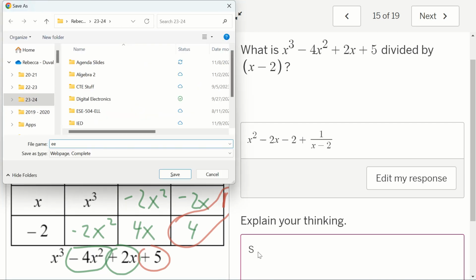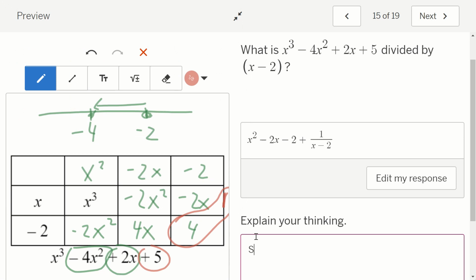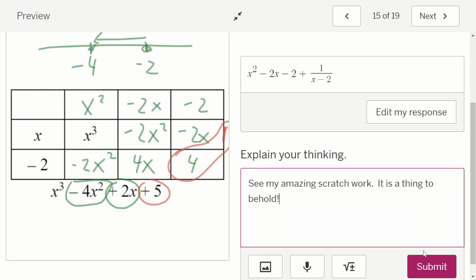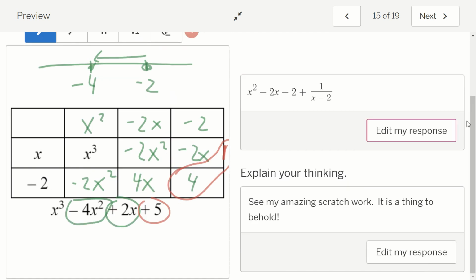See, whoops. Cancel. See my amazing scratch work. It is a thing to behold, truly. Submit. All right.